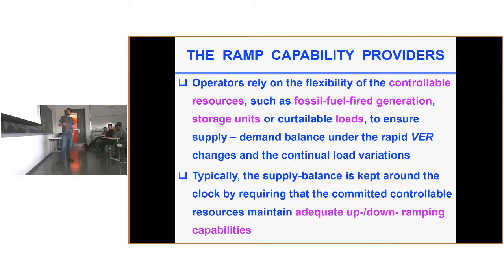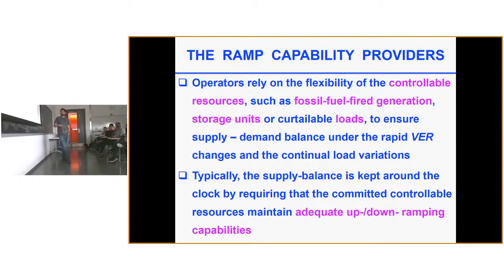And so to provide flexibility, we have the typical fossil fuel generation. Some states have some storage resources, like some hydro plants. Curtailable loads, right? Demand response is increasing, but it's not that much yet. But these are the controls that the ISO has.